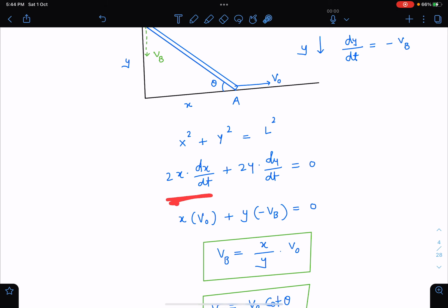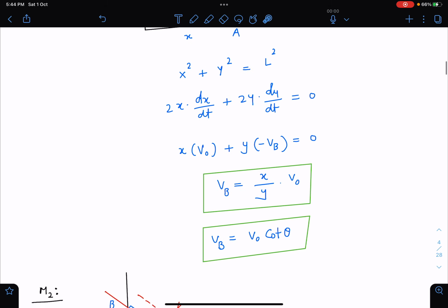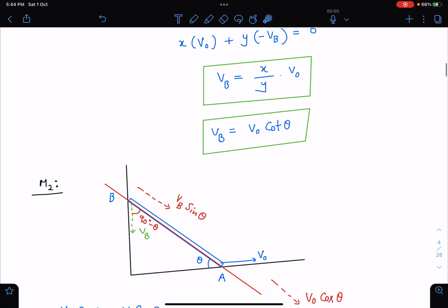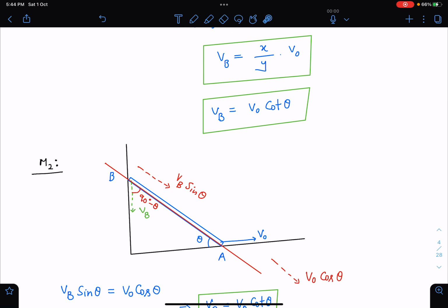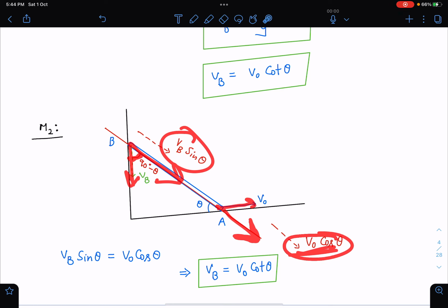I'll just substitute the values here. You can differentiate; I'm not explaining this part. So vb is equal to v0 cot theta. This is one equation. Now the same thing can be solved very easily if we use this constraint. Just see here: the component of v0 along the line joining A and B, because rod AB is rigid, is v0 cos theta, and if this is VB, this angle is 90 minus theta, so this will become VB sin theta. Now VB sin theta must be equal to v0 cos theta.